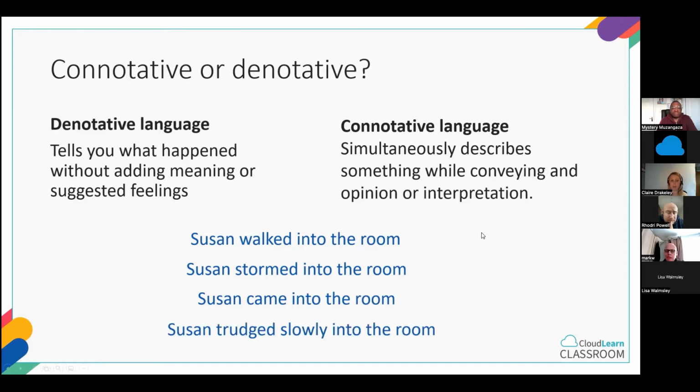Let's have a look at the last one. Susan trudged slowly into the room. You're all going to get this one right. I know you are. All right, split. 12 of you, well done. Connotative, yes, it is, because we can interpret something from this. Trudging slowly, maybe she's upset, maybe she's in a lazy mood, she's trudging around the house. Whatever it is, we can gather something from this. This is conveying something else to us that it isn't just saying. So yeah, well done. I'll share those results with you for the last one.